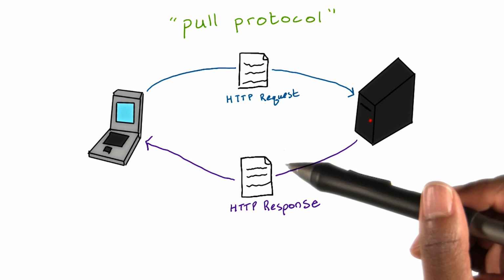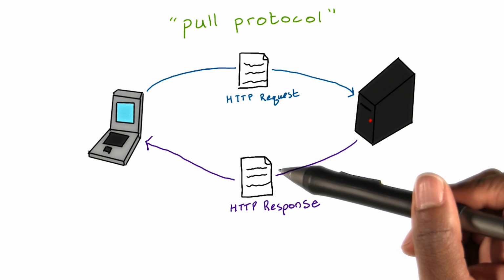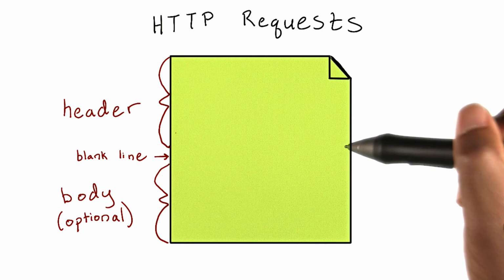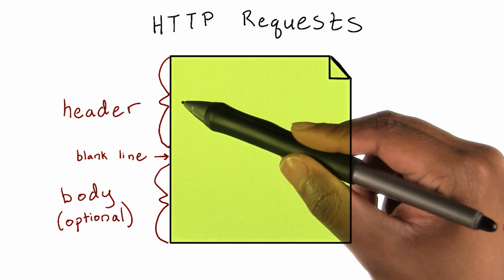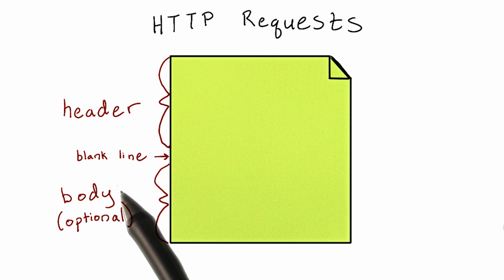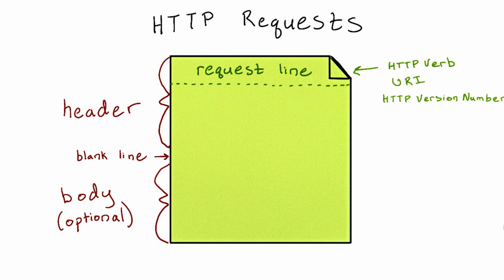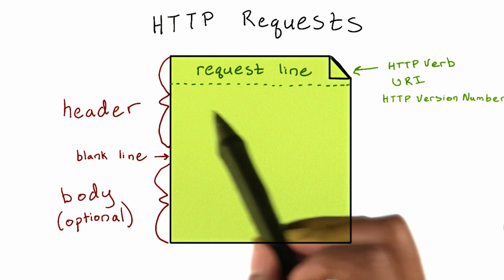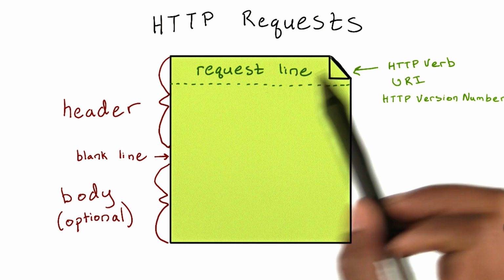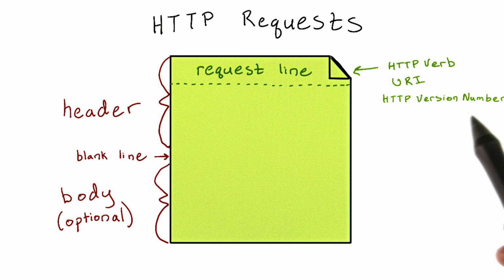Let's briefly discuss some of the major components of HTTP requests and responses, starting with requests. Every HTTP message consists of a message header and an optional message body. These two entities are separated by a space, like in the diagram here. In an HTTP request, the first line of the header is called the request line. The request line contains the HTTP verb, the URI, or Uniform Resource Identifier, and the HTTP version number.